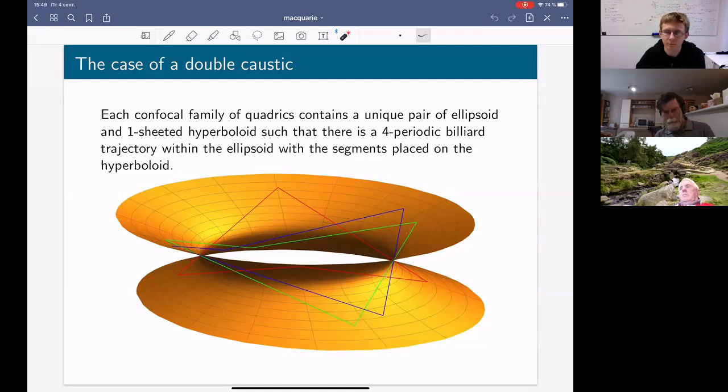And now, using our results, we are able to explicitly construct and prove existence of, for example, 4-periodic trajectories within an ellipsoid. So here, only the caustic and trajectories are shown. So this is all, and I will finish my lecture here.